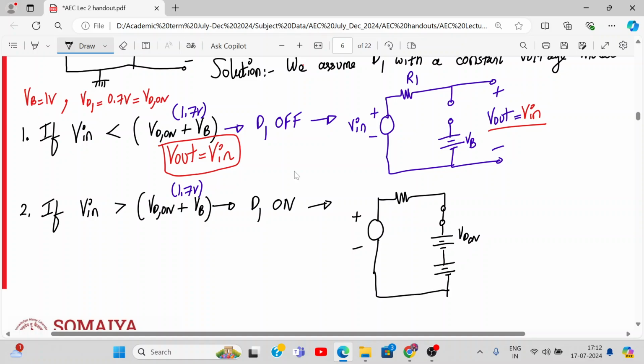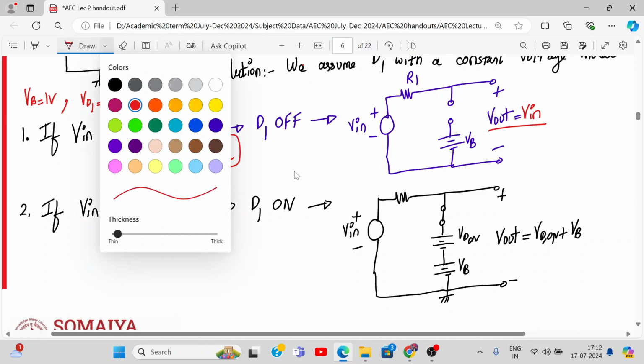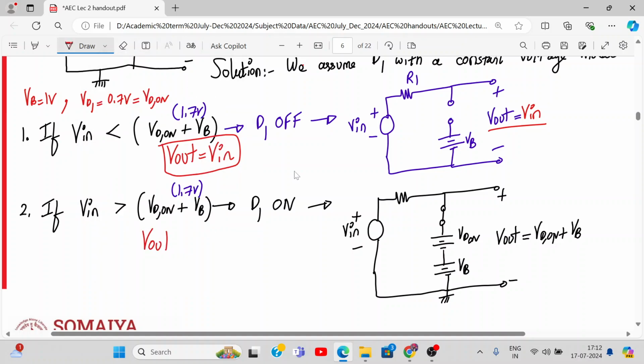I told you what will happen earlier, but still we are doing it for our analysis. So what will be V out? Tell me now. Will this voltage get added? Yes or no? What will be V out? VD on. So numerically, what is the number? 0.7 plus 1. Exactly. That's what I was saying from the start. That just increases or decreases the biasing level. So V out is equal to VD on plus VB. That's it. Now you have to draw the waveform.